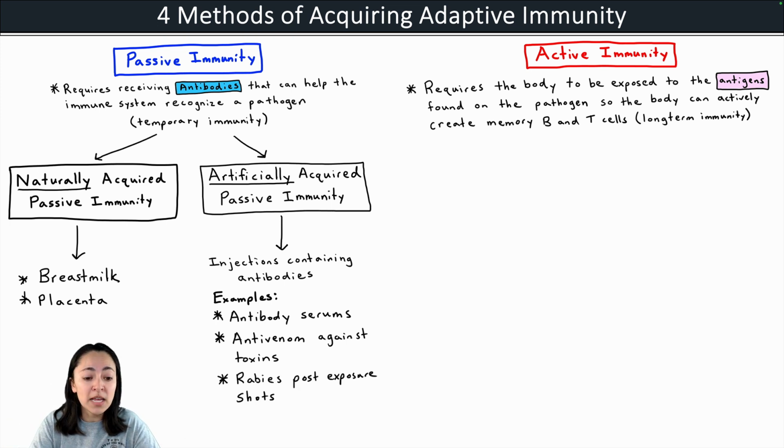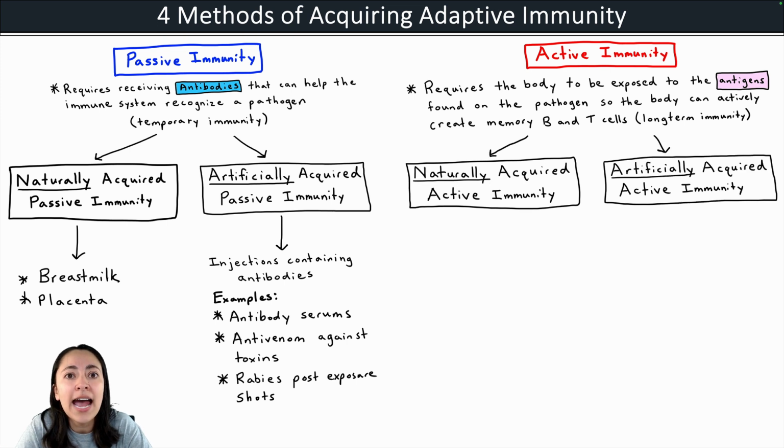Also, another example would be the rabies post-exposure shots. So if you actually get exposed to the rabies virus, you might be given post-exposure shots. And what is actually in those shots are antibodies. Those antibodies help to neutralize the rabies virus, and they will bind to the antigens on the rabies virus and prevent that virus from being able to infect your cells.